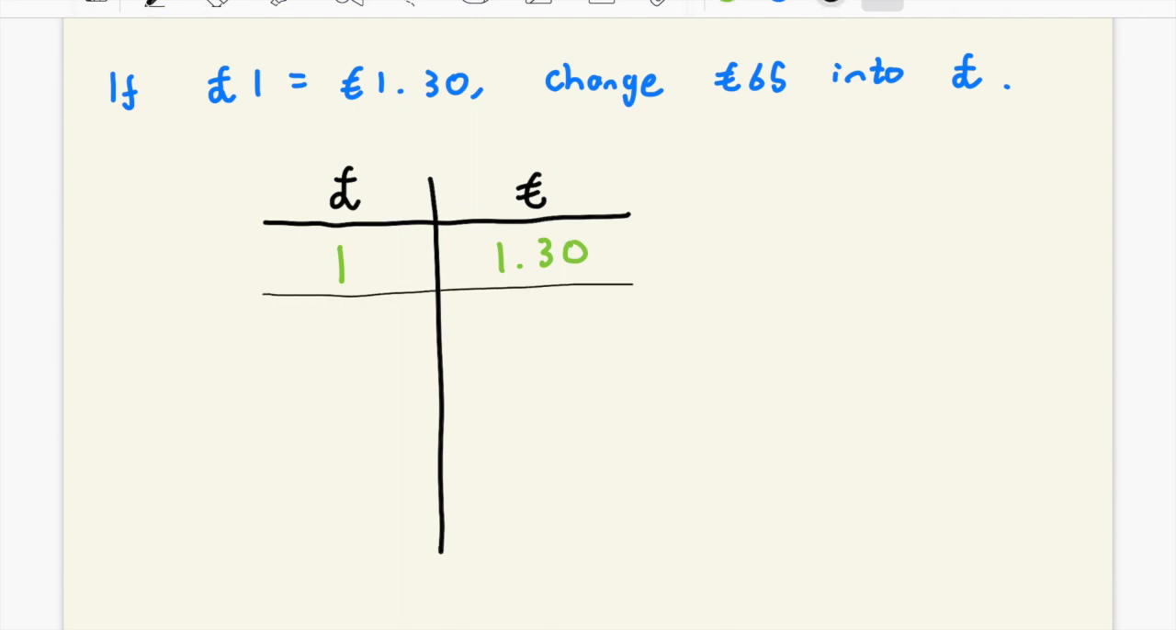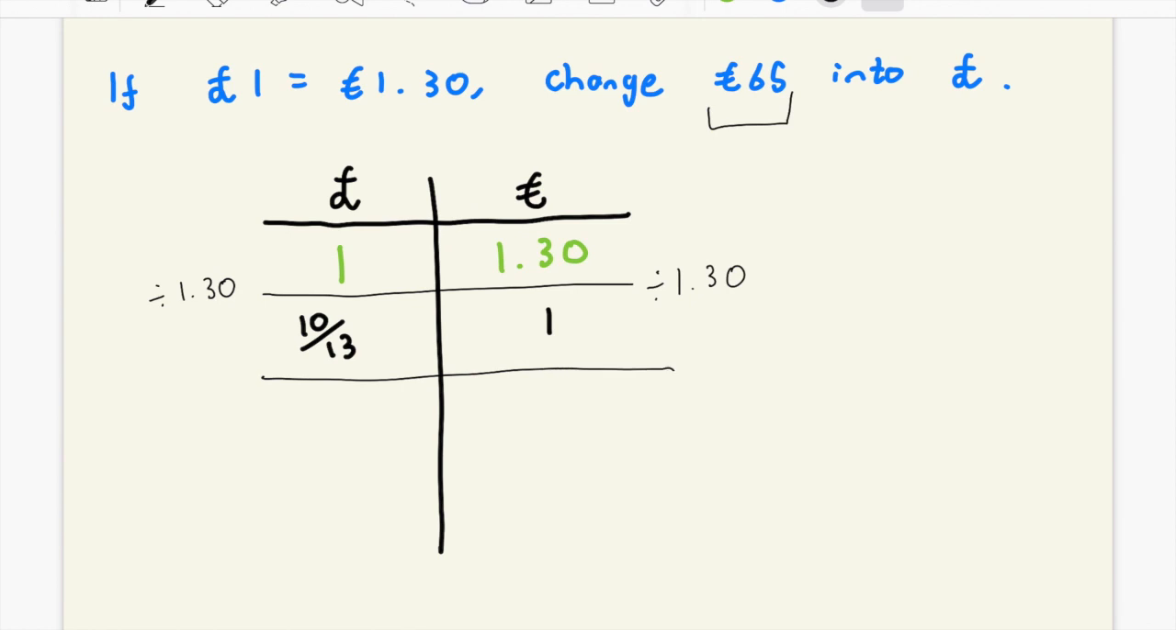Now the amount that we've been given is €65, but the 1 is on the pound side. So first we have to divide so that we can get a 1 on the euro side. So we have 1.30 on the euro side. So to change that to a 1, we divide it by itself. So we divide by 1.30, and that will give us a 1. But what we do on one side, we have to do on the other. So we divide the 1 on the pound side by 1.30 as well. And that will give us 10/13 as a fraction.